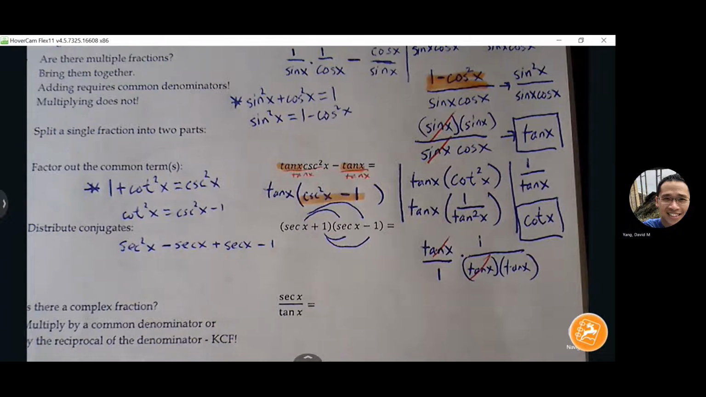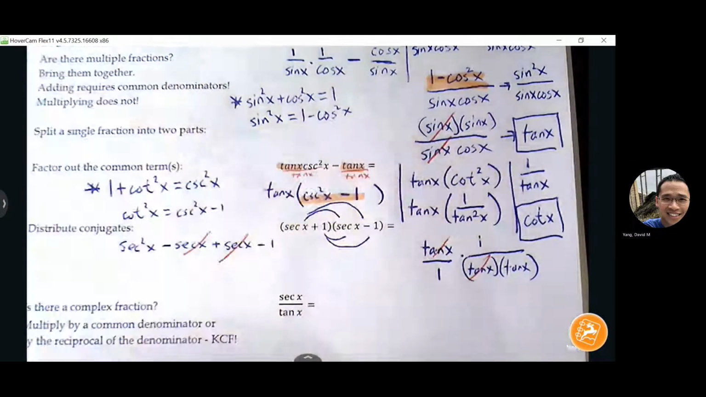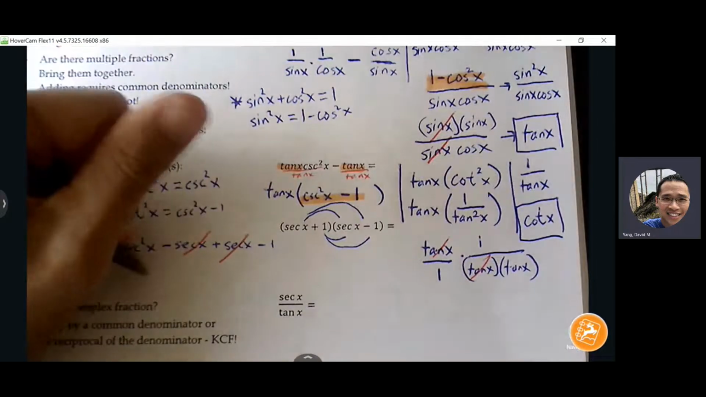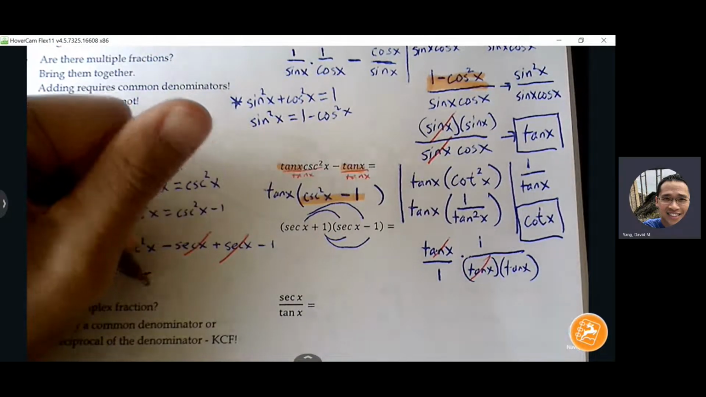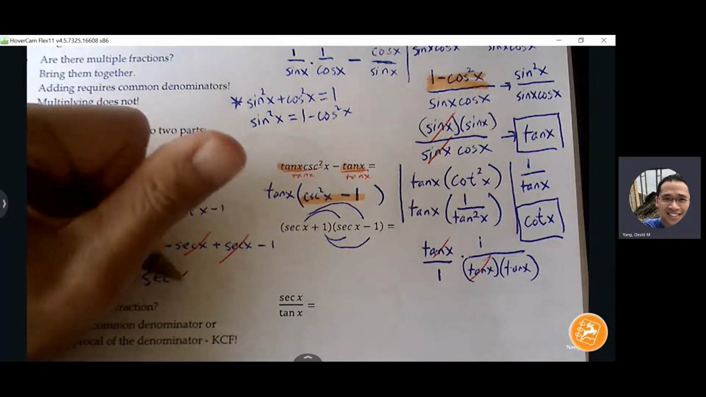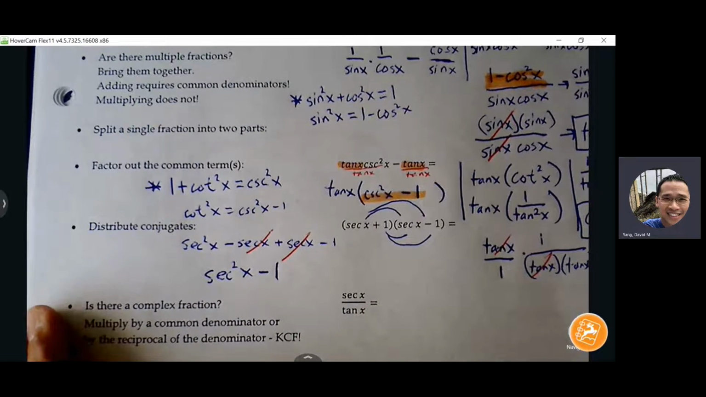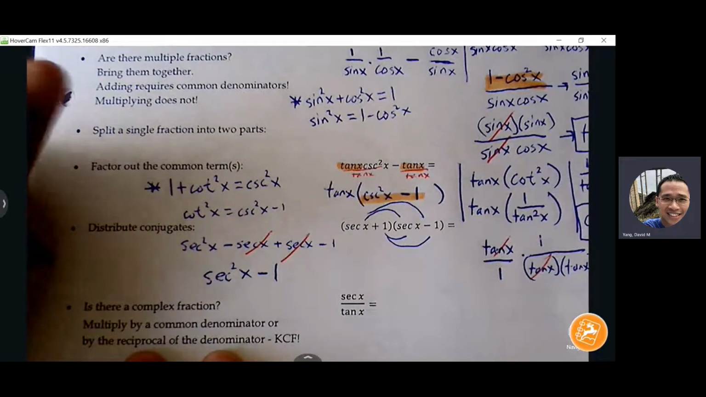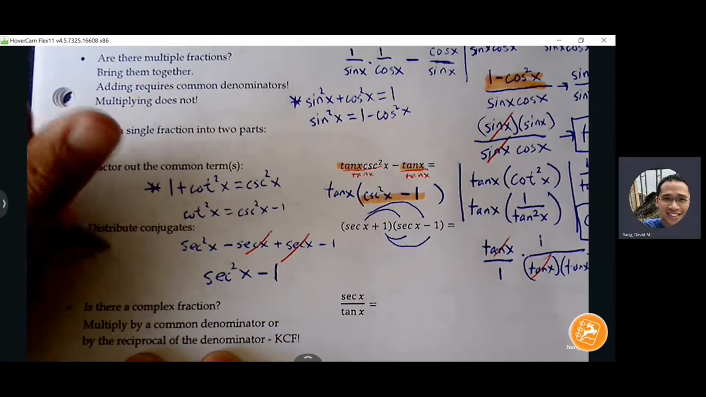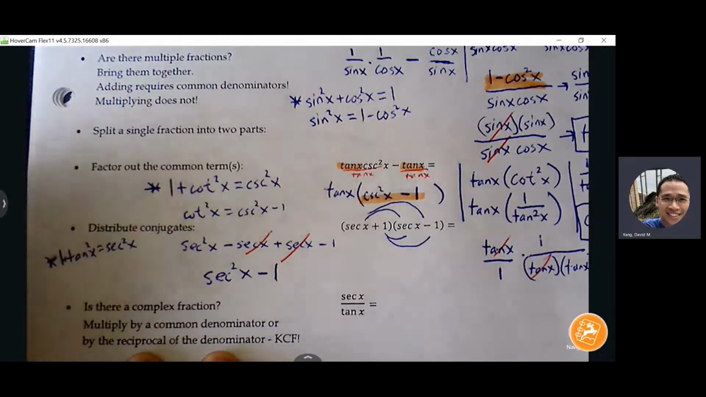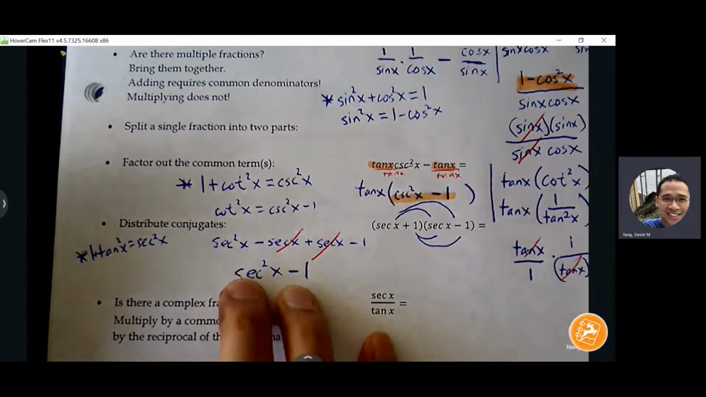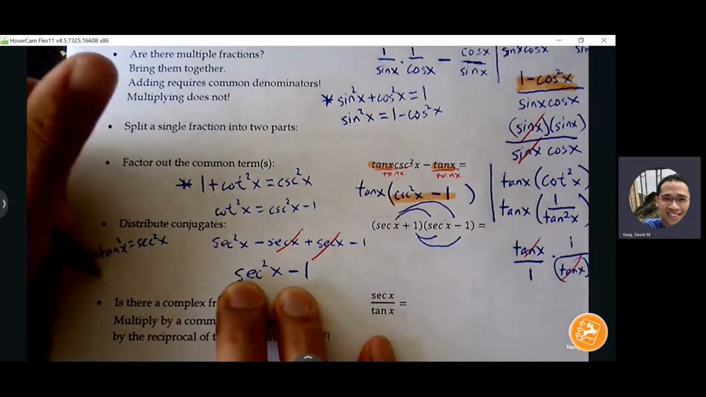Okay. What happens when you see like terms here? And we're just left with? Yes. Secant squared x minus 1. And if you look at one of your identities here, we do have an identity, which is 1 plus tangent squared equals secant squared x. And if I rearrange this, I can represent secant squared x minus 1 as the same thing as tangent squared x.